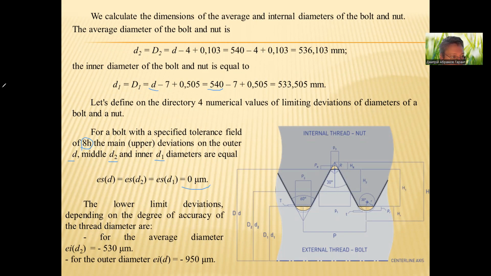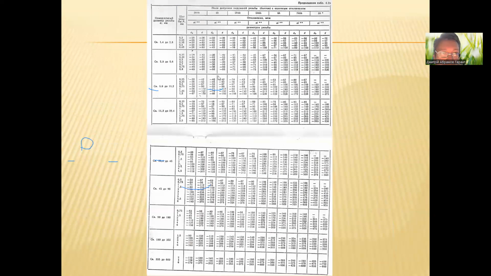For 8H, minus 530. We need to find 8H. We find in this table tolerance field 8H, and you can see the nominal diameter of the thread connection, it's the last row. So the pitch P is equal to 6.